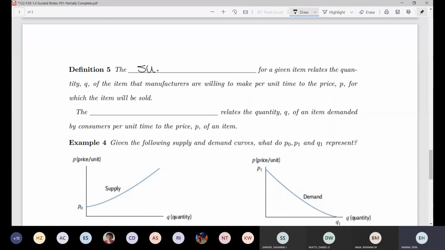We've got the supply curve. For a given item, it relates the quantity Q of the item that manufacturers are willing to make per unit time to the price for which the item will be sold. I'm going to finish defining these and then I'm going to try to explain them in a bit more modern English. And then the demand curve relates the quantity Q of an item demanded by the consumers per unit time to the price of an item.